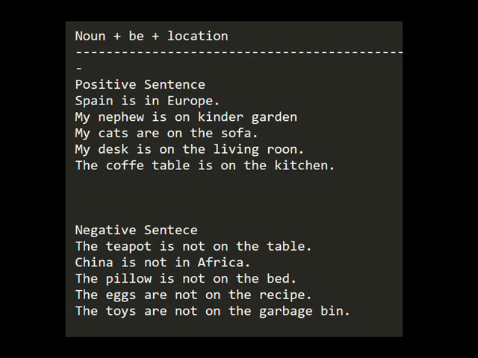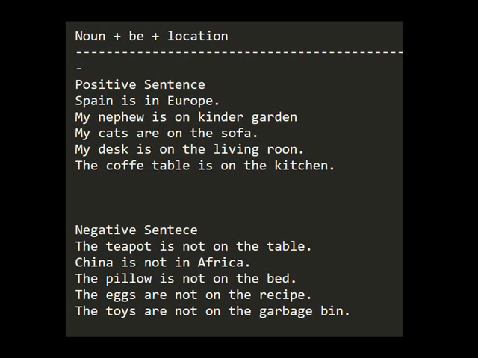It's a good way to express a simple idea. Something is somewhere. It's location. You can use it to talk about where things are located. Listen to the list of examples.